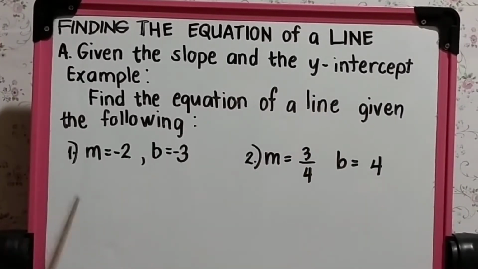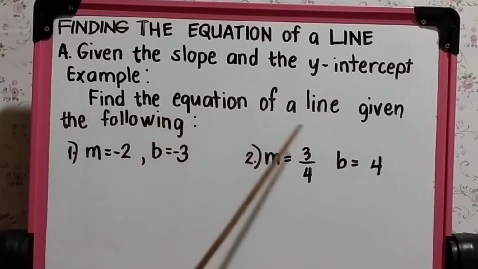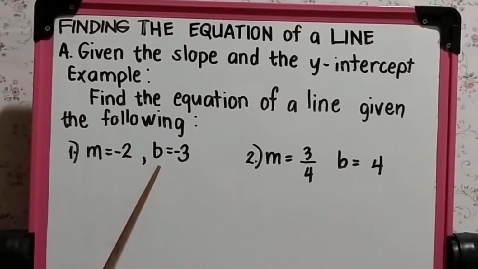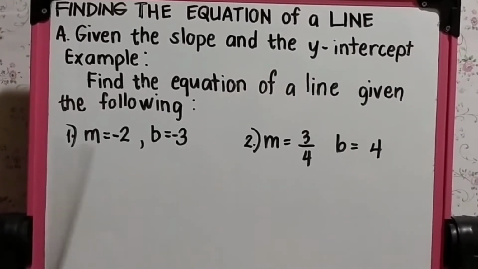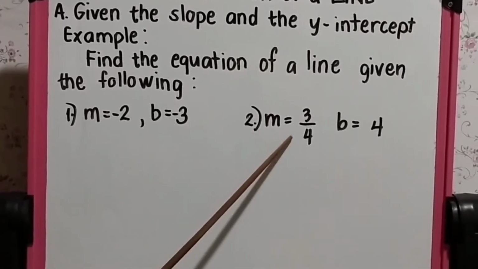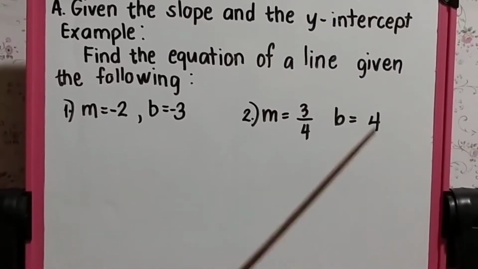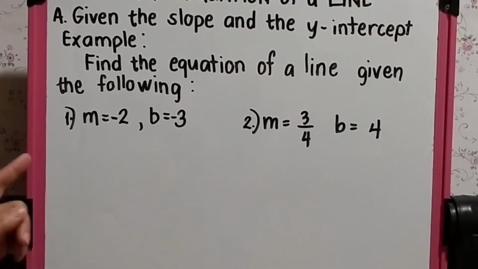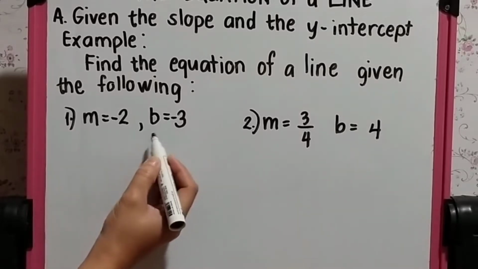Let's take this example. Find the equation of a line given the following. Number 1, m is equal to negative 2 and b is equal to negative 3. Number 2, m is equal to 3/4 and b is equal to 4. So, let's take first number 1. How are we going to find the equation of a line given this slope and this y-intercept?